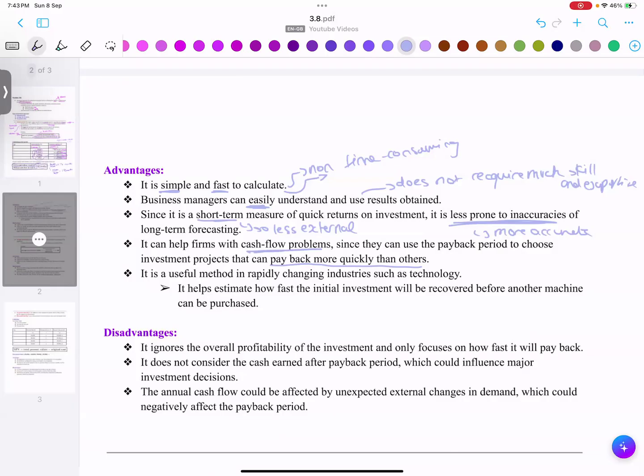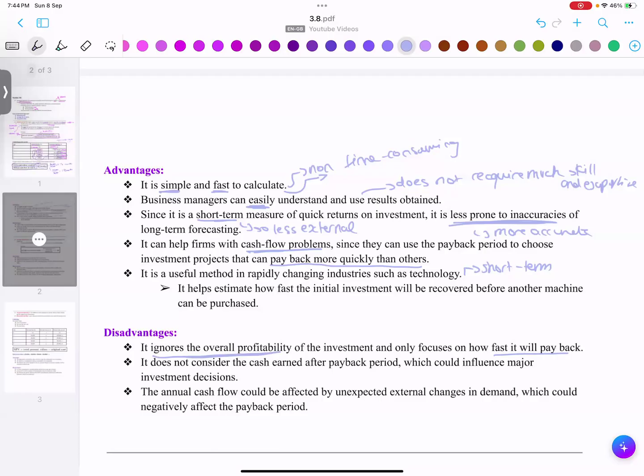And then it is a useful method in rapidly changing industries such as technology because, again, it's short term. It's better for short term. It helps estimate how fast the initial investment will be recovered before another machine can be purchased, right? So, disadvantages of this method. It ignores the overall profitability of the investment and only focuses on how fast it will pay back. So it ignores the overall profitability.